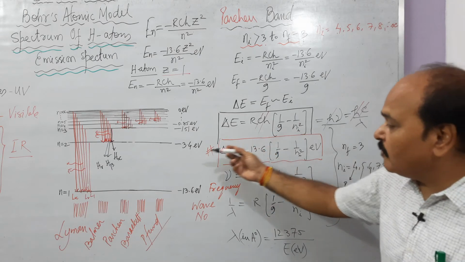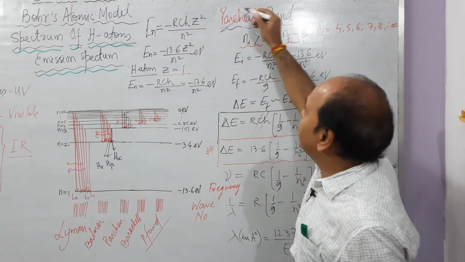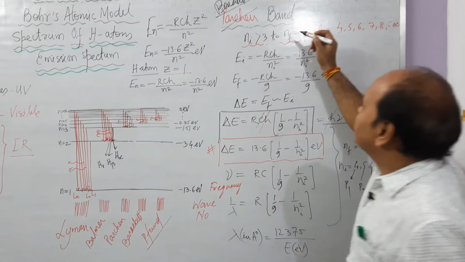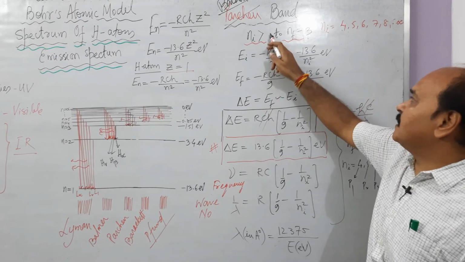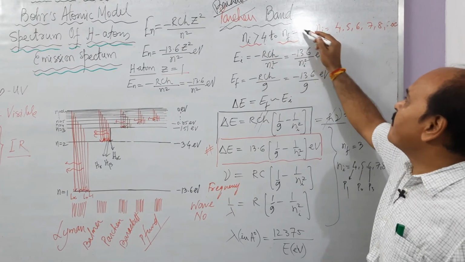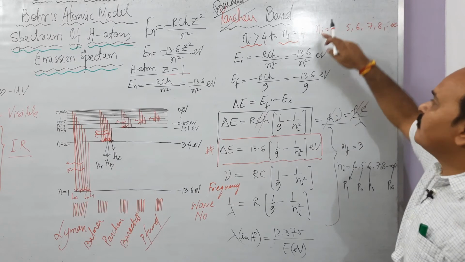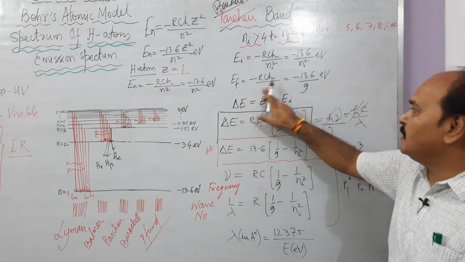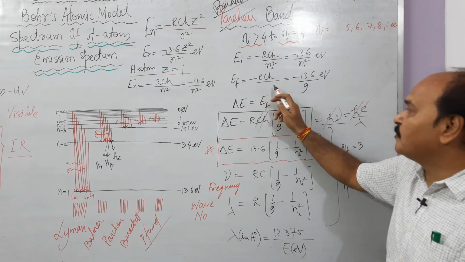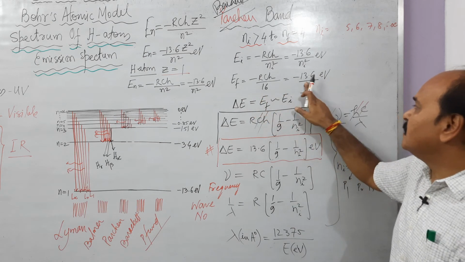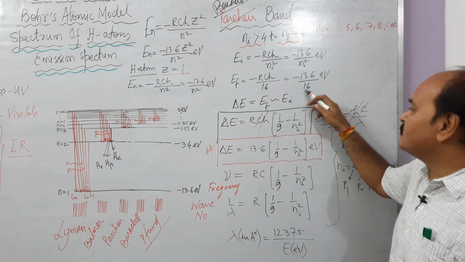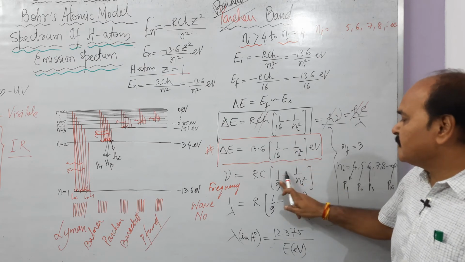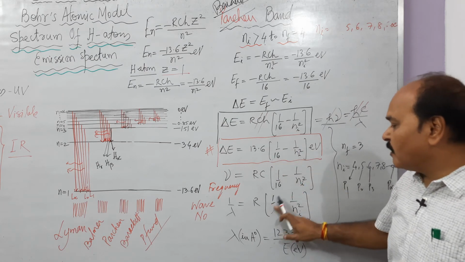Same way, children, for the Brackett series, transition takes place from any state greater than 4 to n equal to 4. And the minimum value of Ni is going to be 5. So the change is going to be here in the final energy. Ef is going to be minus RCH upon 4 square, and 4 square is 16, minus 13.6 upon 4 square, which is 16. So everywhere in these formulas, we have 16 here. Rest all workout remains same.